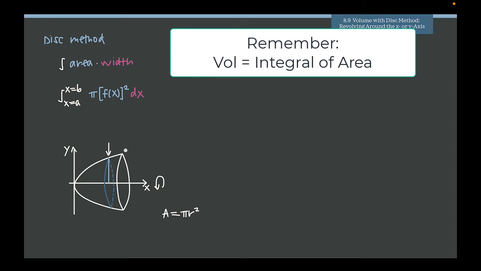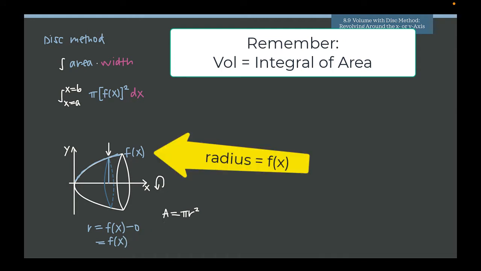Well, the top of the object here is defined by this function f of x. That's this curve along the top of the object, the curve that we're rotating around the x-axis. And then the bottom of the radius is defined by the x-axis. So the radius, we could say, is equal to f of x minus 0, where 0 is the line y equals 0, the x-axis. And of course, that's just equal to f of x. So our radius is f of x, which means the area of the circle, the area of the disk, is pi times f of x quantity squared.